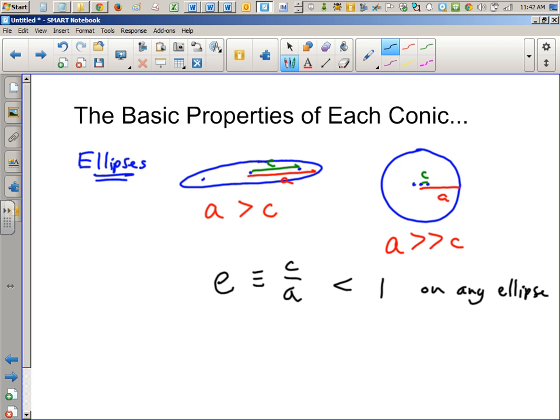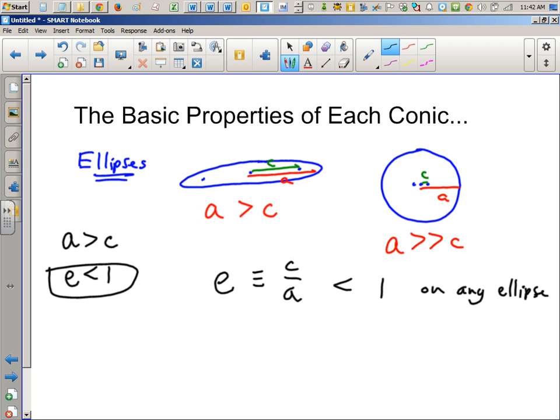Okay? So if anyone ever asks you, hey, what do these ellipses have in common? You can say one of two things. You can say A is greater than C, or you can say E is less than 1. They mean the same thing. E is less than 1 on an ellipse.